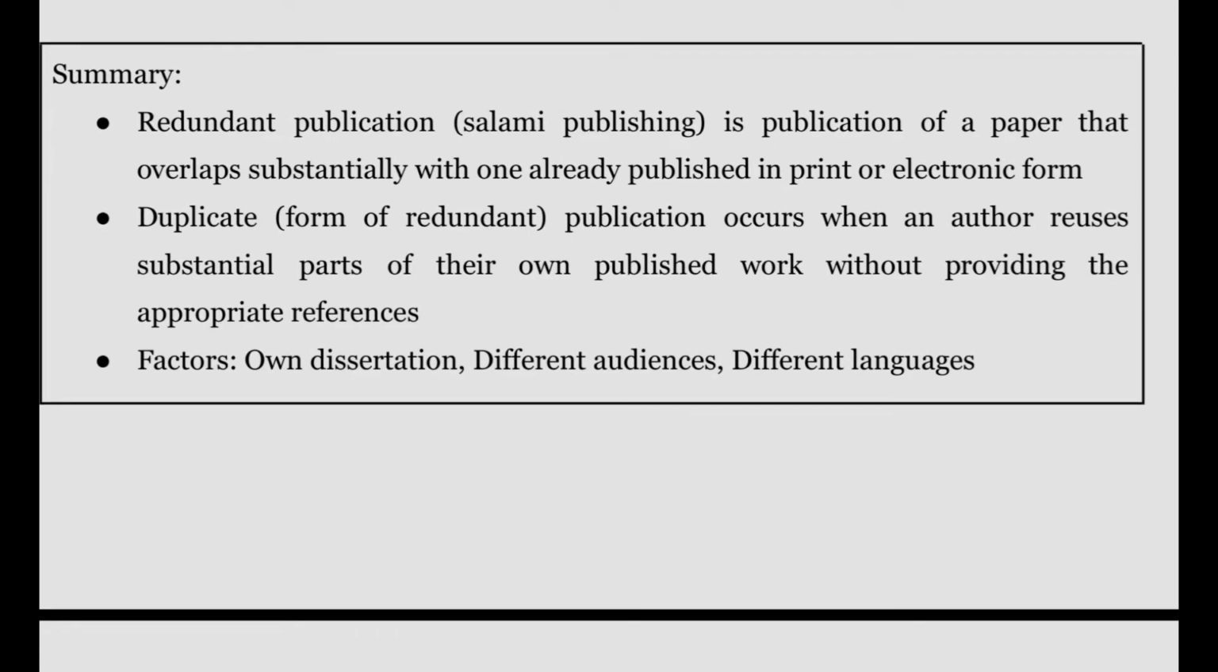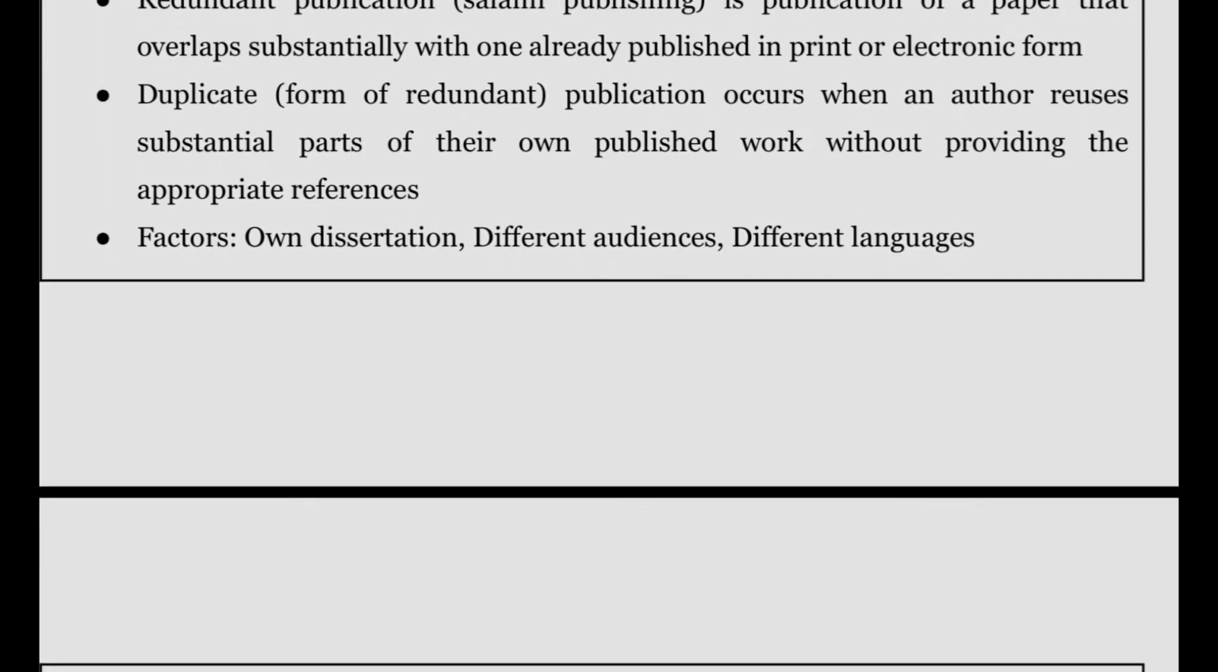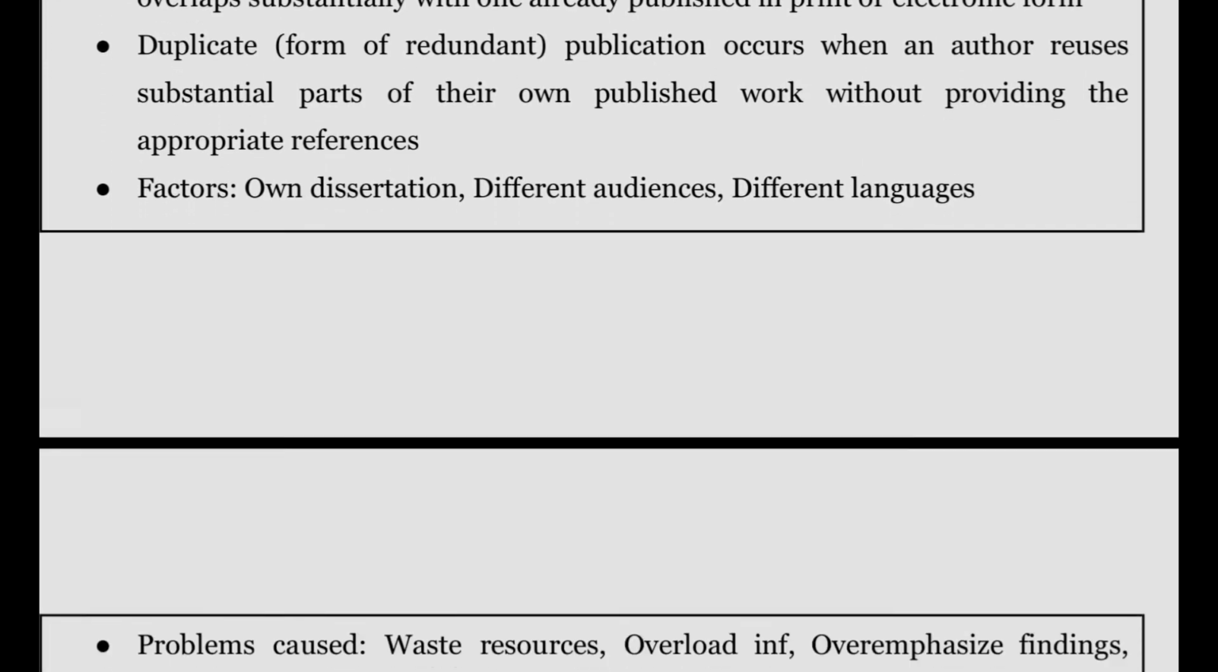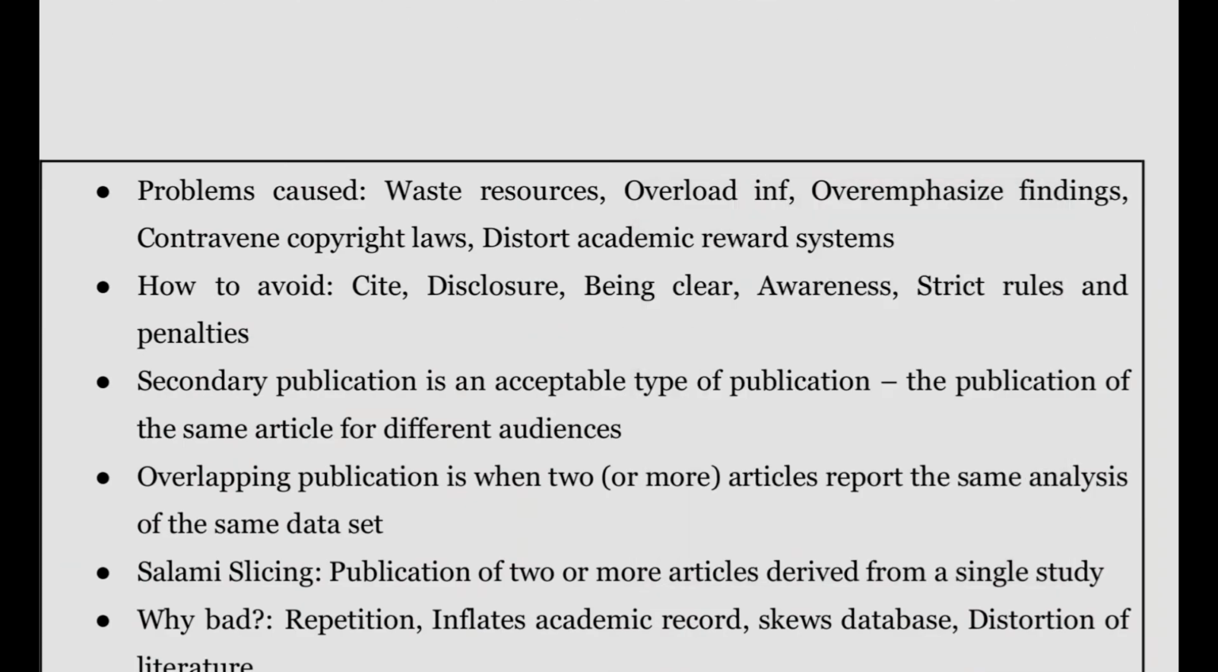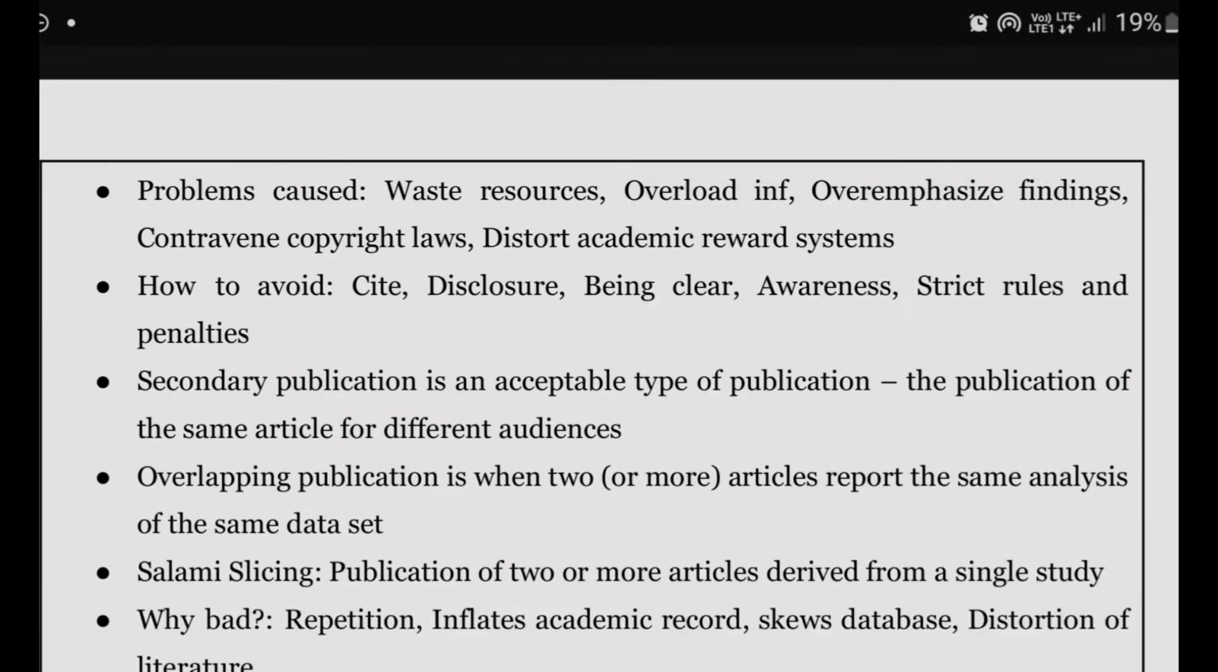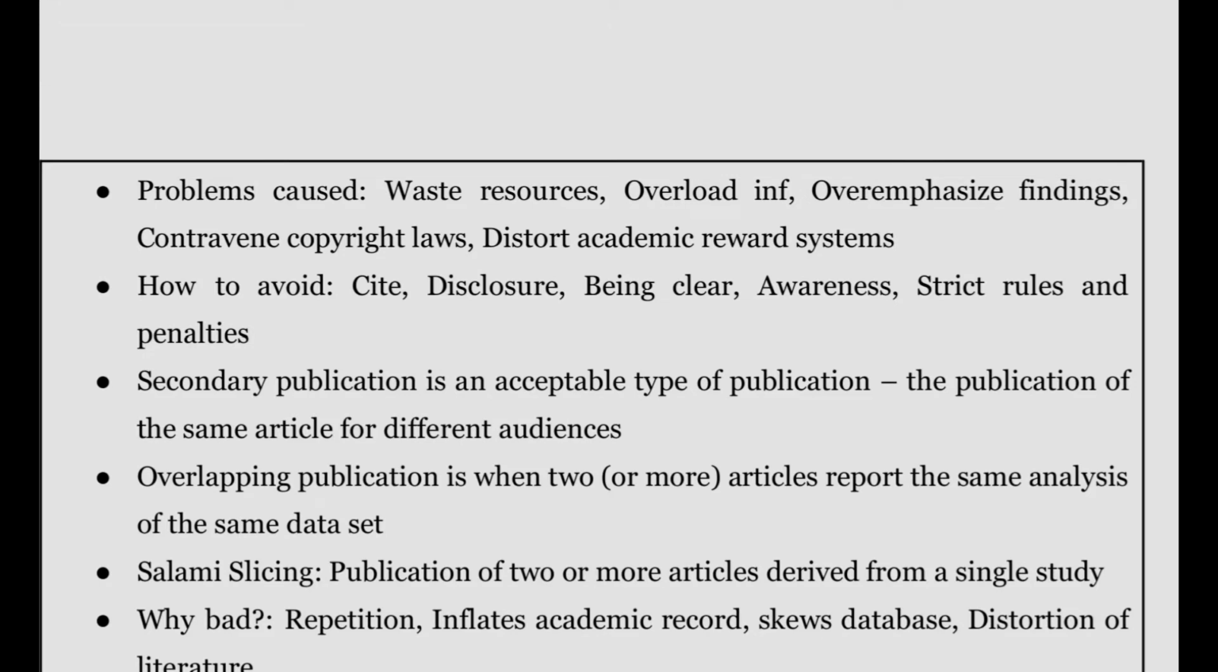Duplicate publication is a form of redundant publication. That is, it occurs when an author reuses substantial parts of their own published work without providing the appropriate reference. The factors are their own dissertation, or publishing for different audiences in different languages. The problems caused by redundant publications are waste of resources, information overload, overemphasis of findings, contravening copyright laws, and distorting the academic reward system.